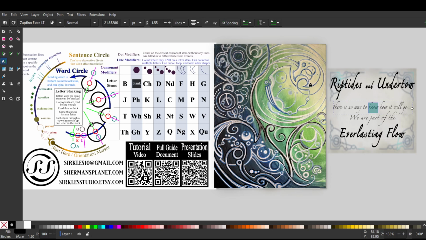And then 1, 2, 3 lines on the F, 1, 2, 3 dots on the L, O, and then we have 1, 2 lines on the W, so flow. So we are part of the everlasting flow. So yeah, that is that design. I hope you like it.